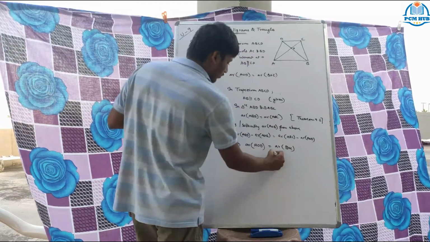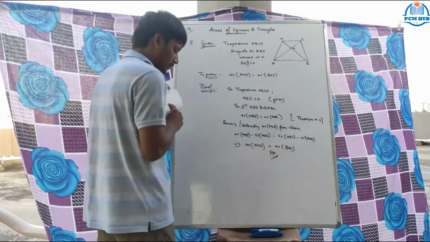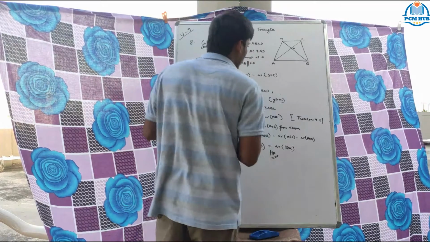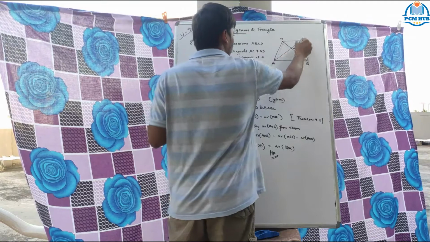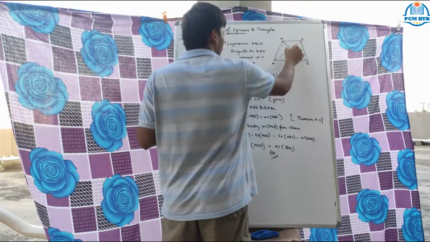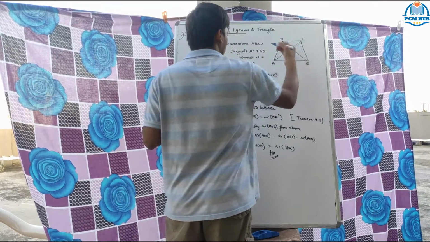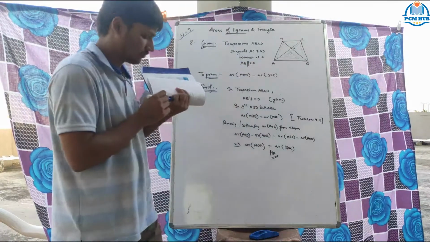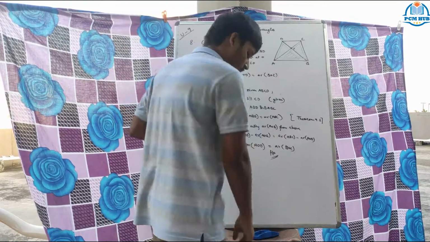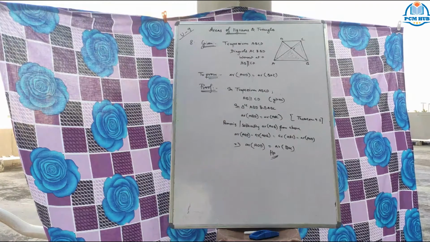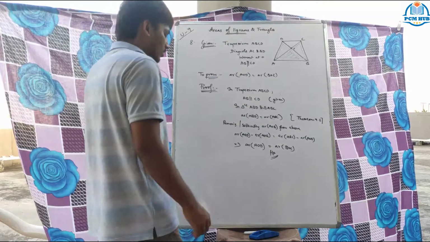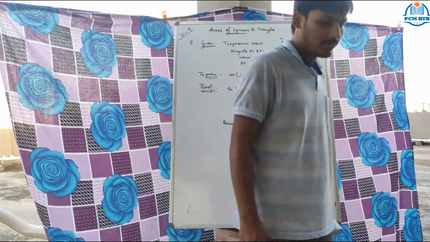This is the proof for this problem. Simple thing, very simple thing. You have this big triangle, and you are removing this common triangle. Therefore, these two triangles will be the same. This is a very simple problem. You can do it very easily.